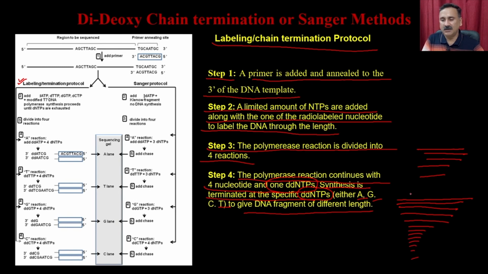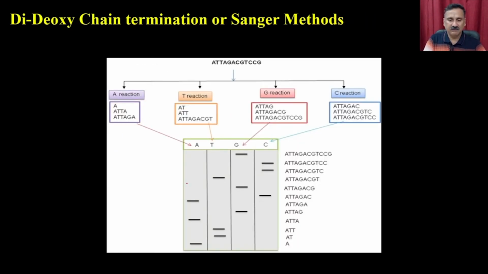And so all these fragments have to be analyzed on a high resolution SDS page, and when you analyze them, you are going to get this kind of fragments. Okay, so you are going to divide that into 4 reactions: A reaction, T reaction, G reaction and C reaction. Now imagine that we have started with this particular DNA sequence.